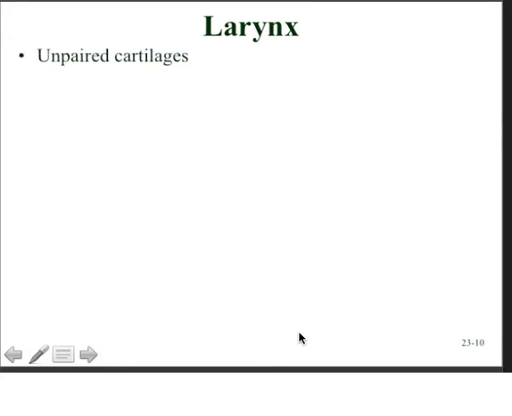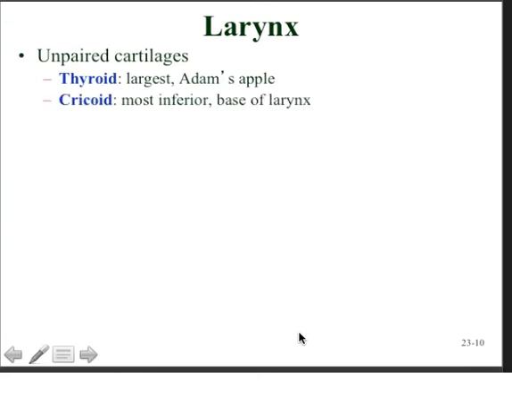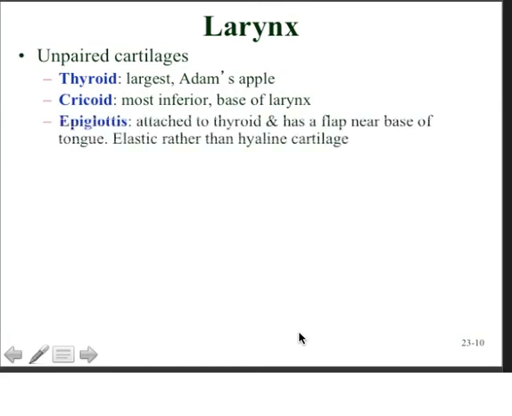Some unpaired cartilages that we should point out: the thyroid cartilage is the largest and contains the Adam's apple. The cricoid is underneath it and it forms the base of the larynx. The epiglottis, of course, is the flap of elastic cartilage that covers the glottis when you swallow.